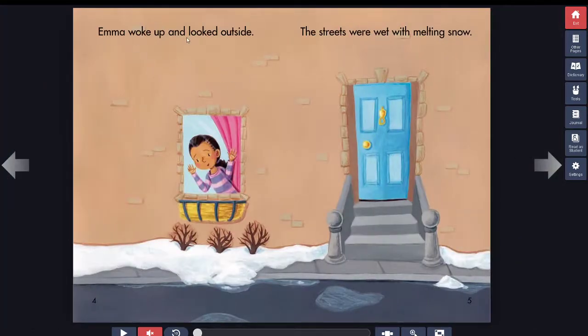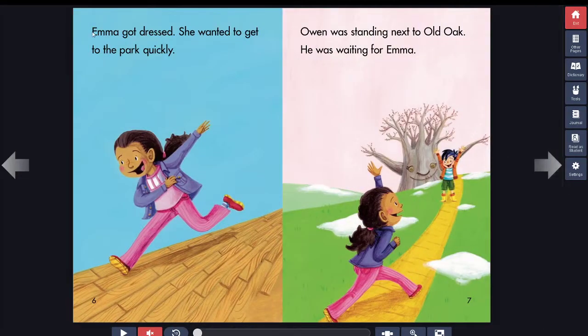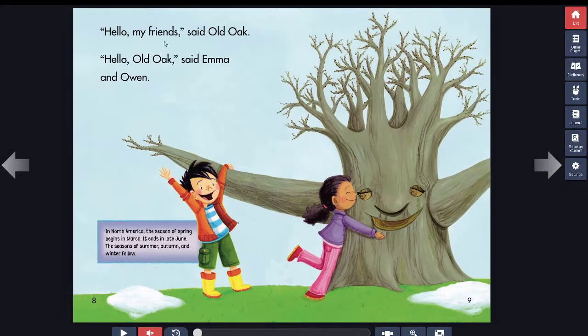Emma woke up and looked outside. The streets were wet with melting snow. Emma got dressed. She wanted to get to the park quickly. Owen was standing next to Old Oak. He was waiting for Emma. "Hello, my friends," said Old Oak. "Hello, Old Oak," said Emma and Owen.